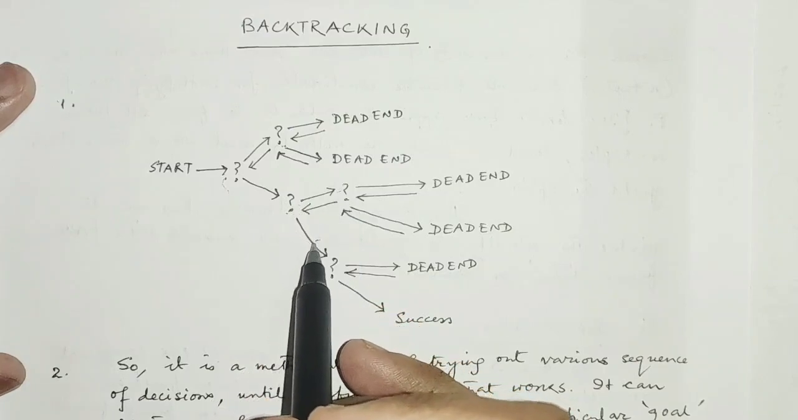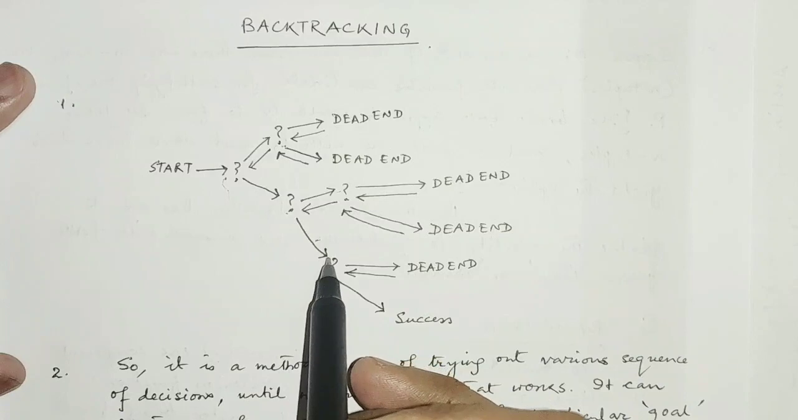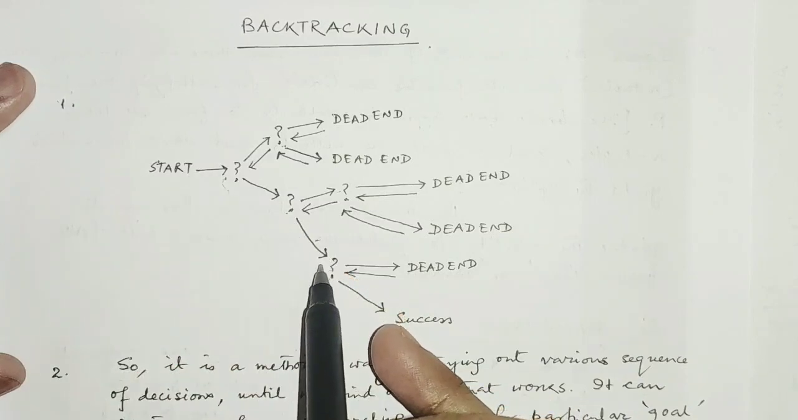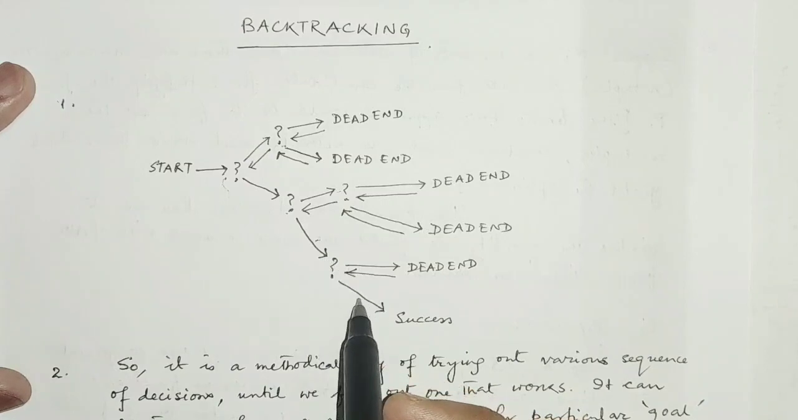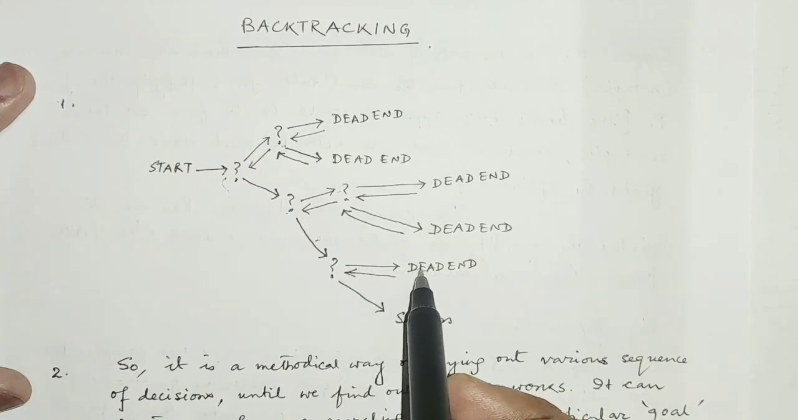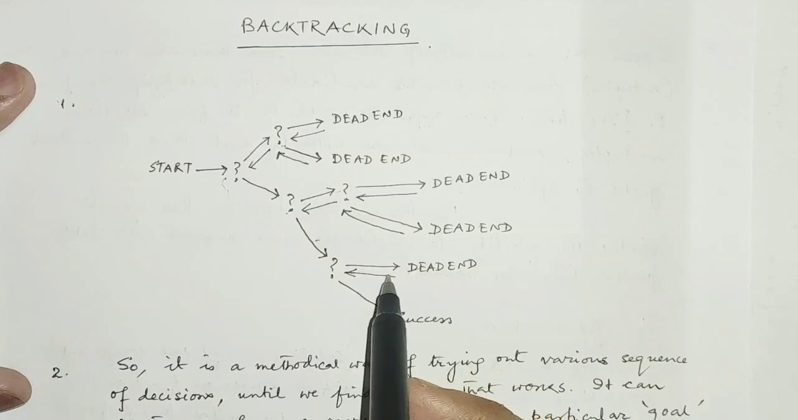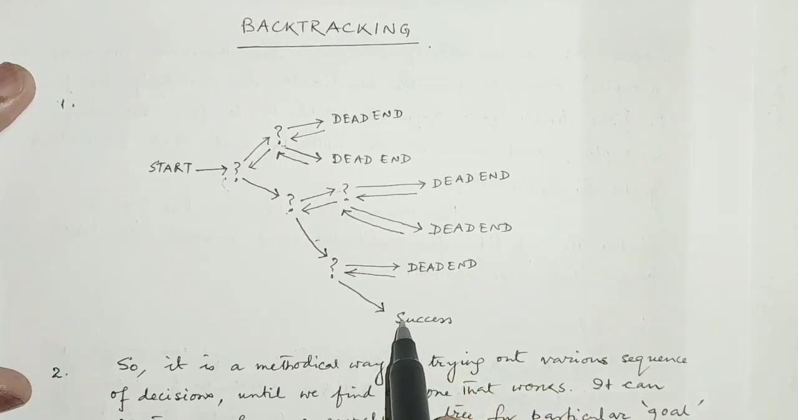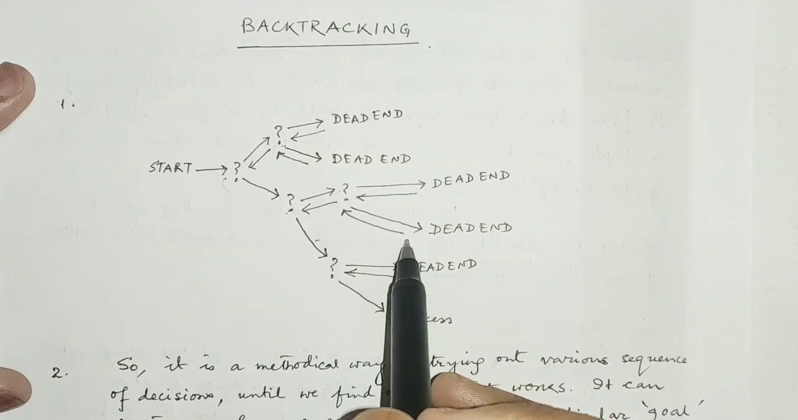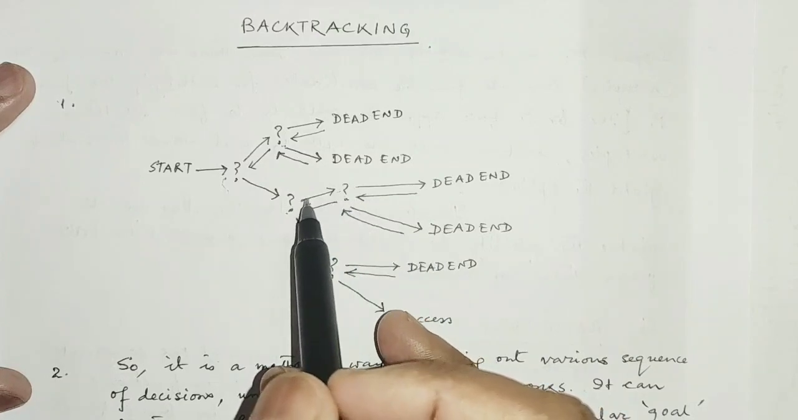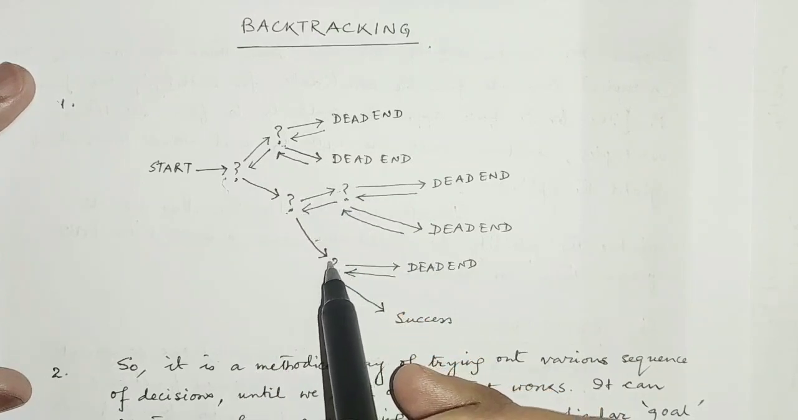then I follow this path, that means this one. Again I am here, I have two alternatives. I move towards left first, it is a dead end, come back. Fortunately this is the success. So every time I find a dead end, I just come back and try the other option. If it is a dead end, I come back, then I try another option.